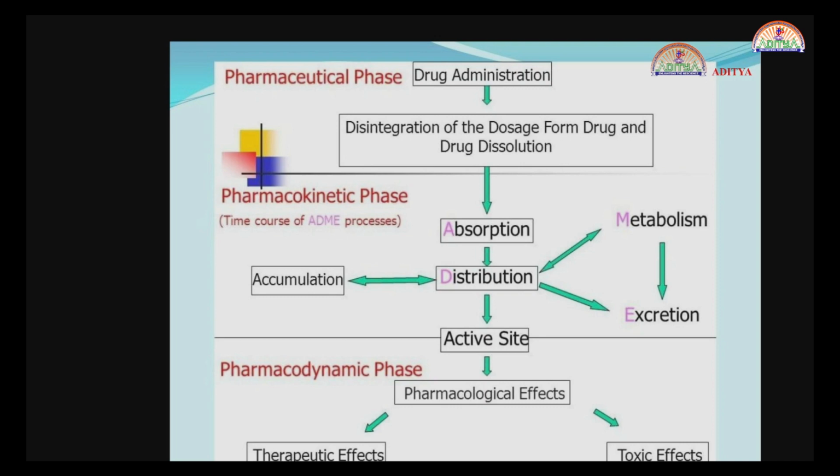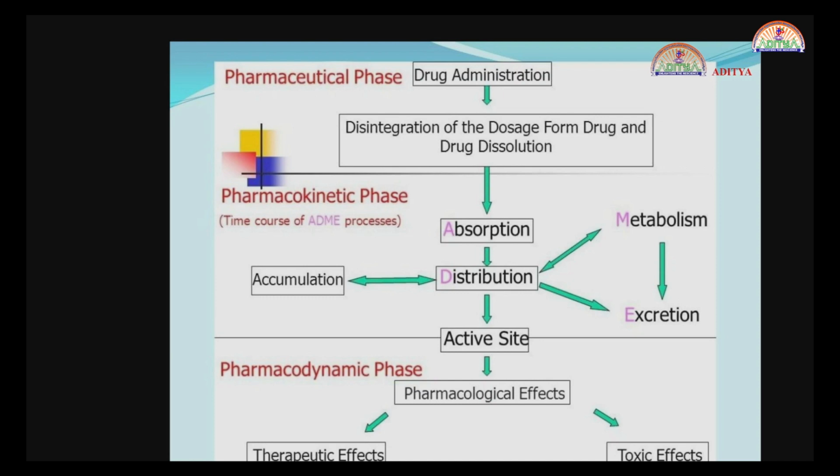So as a clinical pharmacist, you should be aware that your dose should be reduced, especially if the patient is suffering from liver failure or renal compromise. And finally, some amount of the drug will reach the active site where it will show the pharmacological effects. Some effects may be beneficial, that is therapeutic effects. Some effects may be adverse effects or toxic effects.